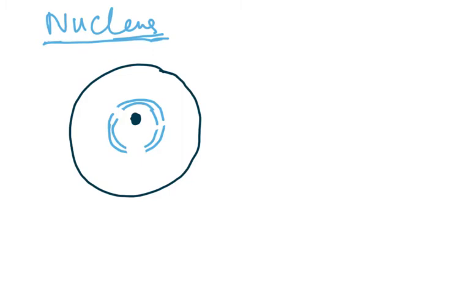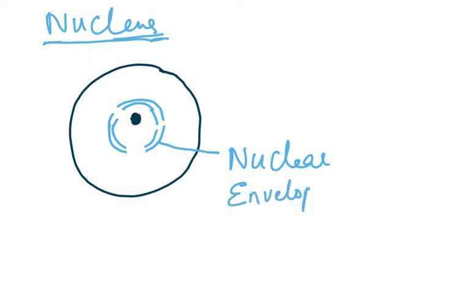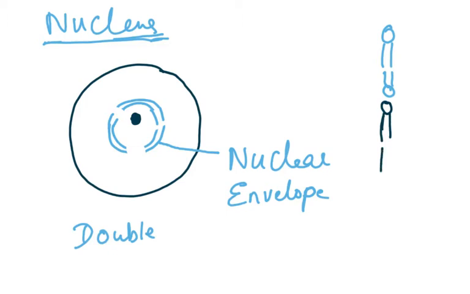The next heading is the nucleus, and it is a double phospholipid bilayer. The other name for the nuclear membrane is the nuclear envelope, as mentioned in your syllabus. So the nuclear envelope is a double phospholipid bilayer. That means this is one phospholipid bilayer, and then there will be another one, which encloses the contents of the nucleus.